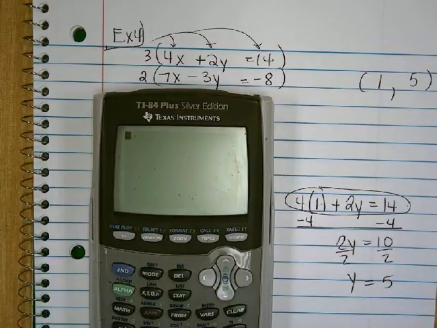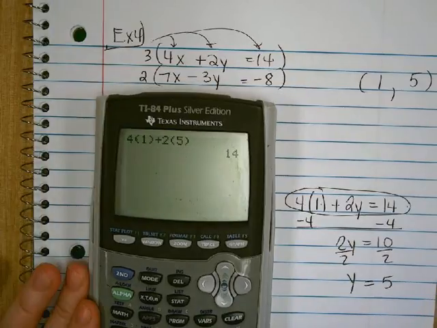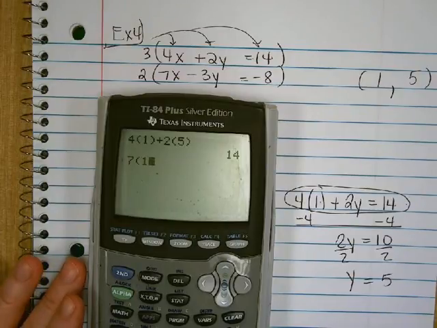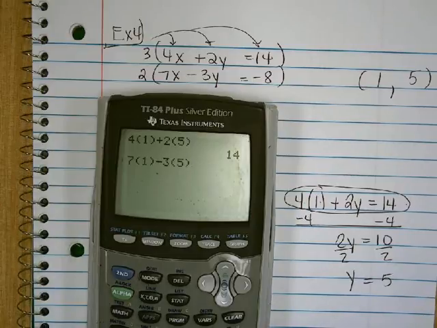Okay, so we're going to try the first one. We're using the original, okay? 4 times x, but what did we figure out x was? Okay. Plus 2 times 5. What are we checking to see? If it's 14, that's what it's supposed to be. Does it work? Yes, but it has to work in both of them. So you better check the next one. 7 times 1 minus 3 times 5. And what's that one supposed to be? Negative 8.